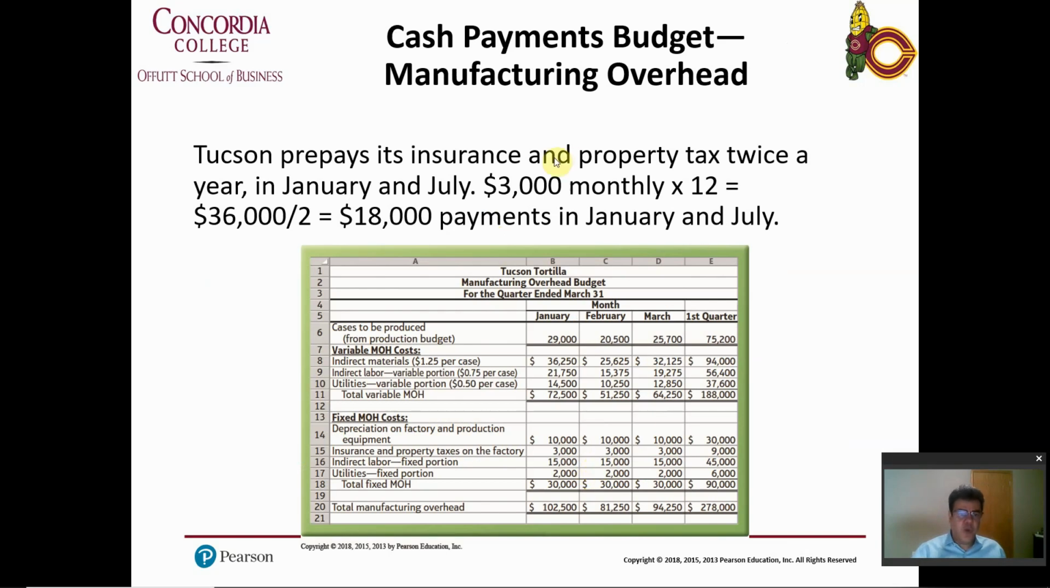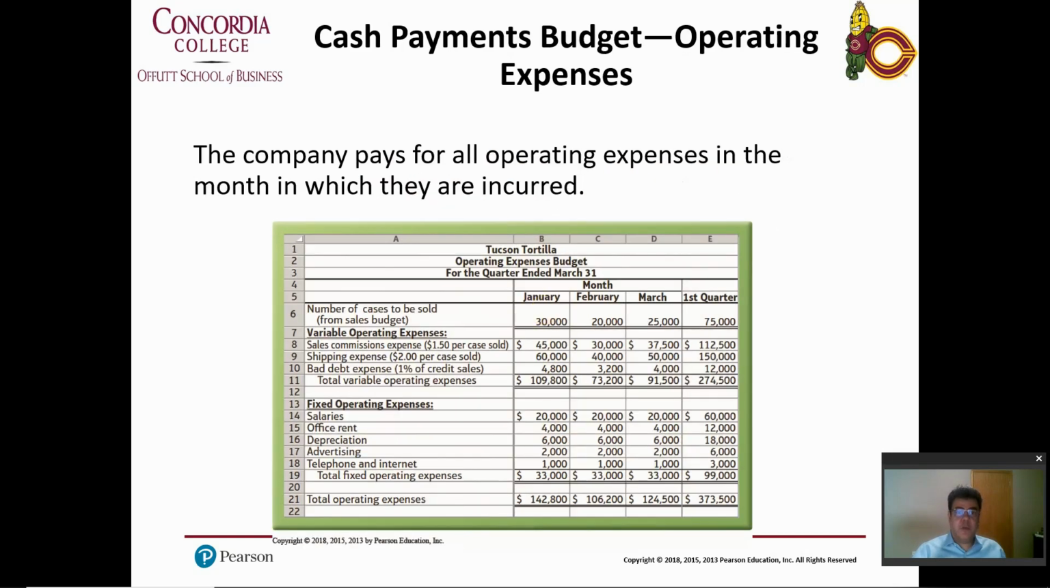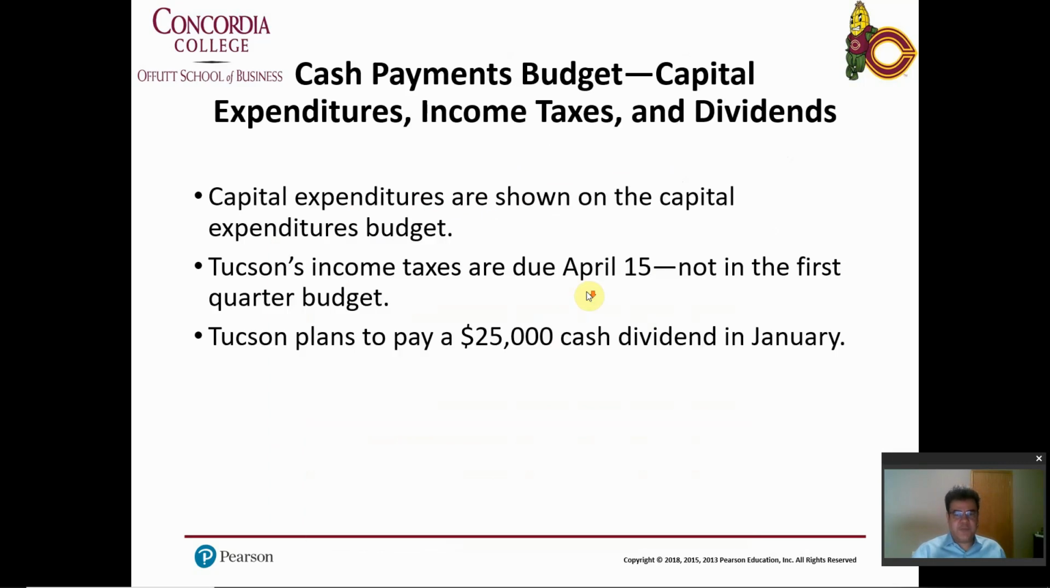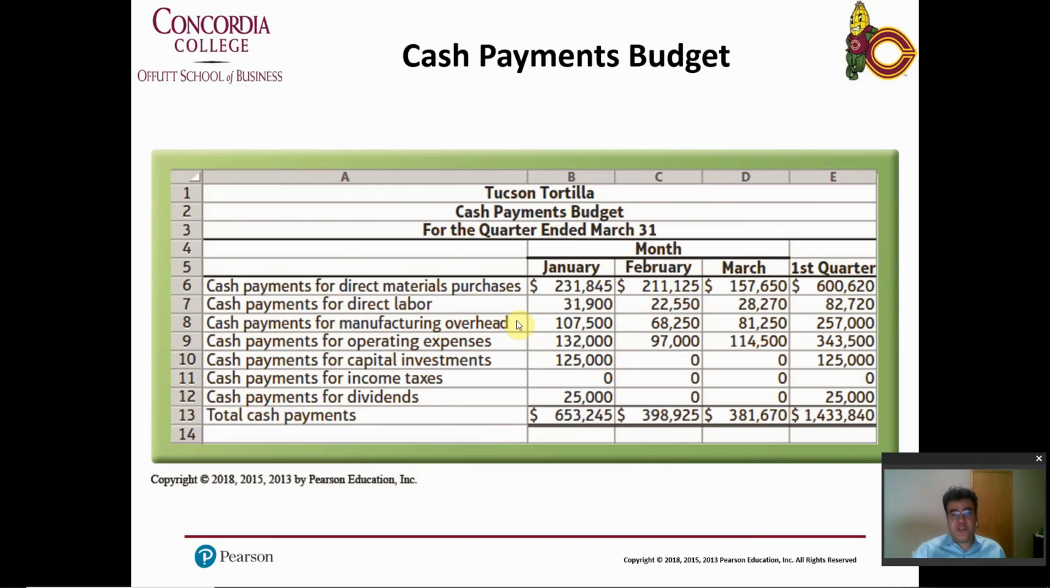Manufacturing overhead, we pay everything. However, insurance and property tax we pay twice a year, so we will be paying more money here in January. And then operating expenses, we pay everything in cash. So let's go here. And we are planning to pay dividends in January.